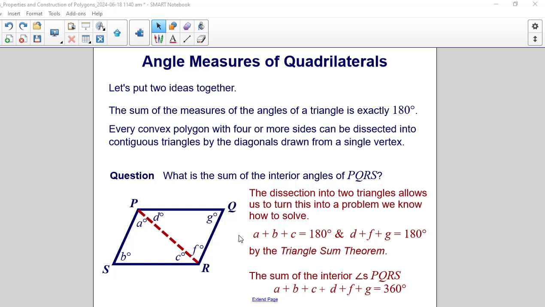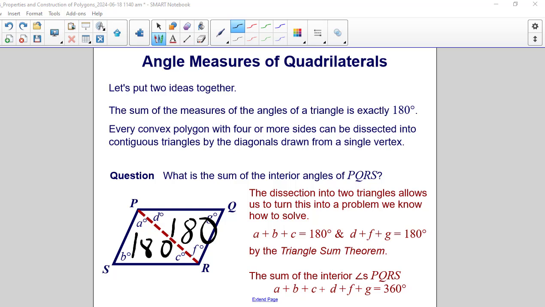Because the sum of angles A plus B plus C is equal to 180. I'll write that in. And the sum of angles D plus F plus G is also equal to 180 by the triangle sum theorem. So the sum of the interior angles of PQRS is 180 plus 180, or 360. By adding up all of the angles from the first triangle and the second triangle, we attain that the sum of the quadrilateral is 360 degrees.